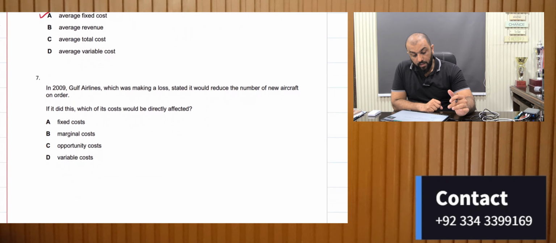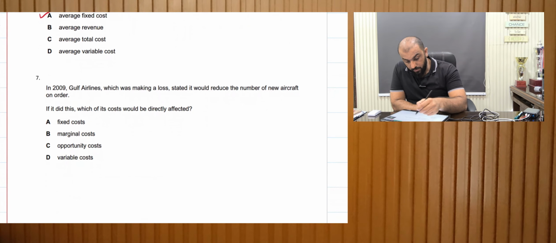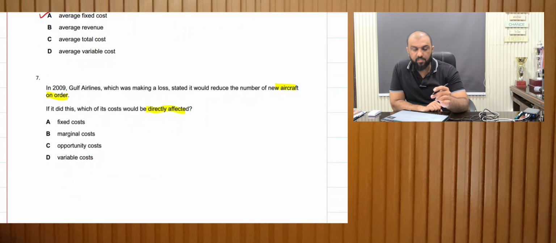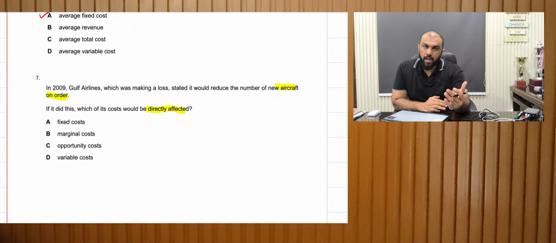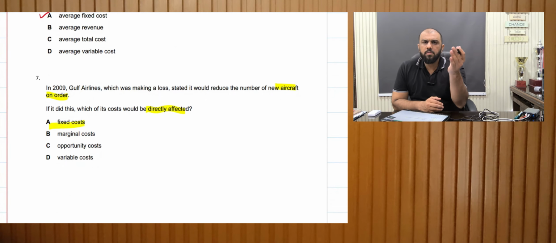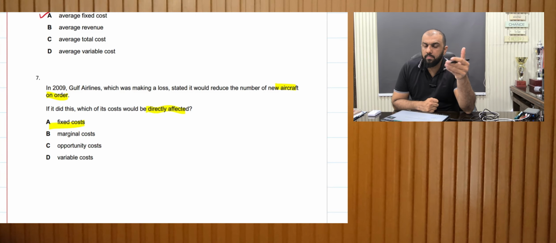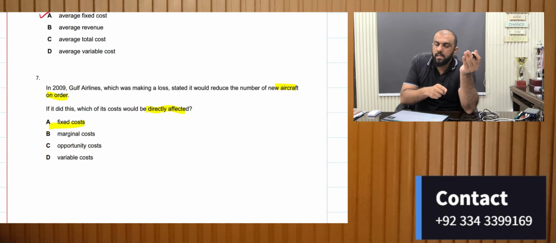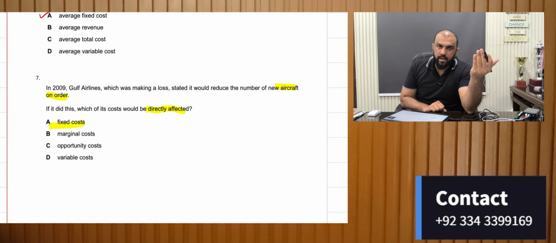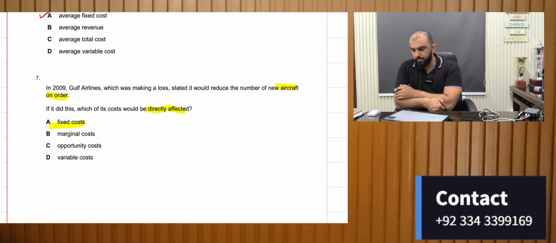In 2009, Gulf Airlines, which was making a loss, stated it would reduce the number of new aircraft on order. If it did this, which cost would be directly affected? So we know if you're not buying a new aircraft, the fixed cost would decrease. So fixed cost is the right answer. Now, some of you might argue that the variable cost would also decrease. But that is not direct, that's indirect, because we are not buying new planes, we don't need fuel. So fixed cost is the right answer for the seventh MCQ.